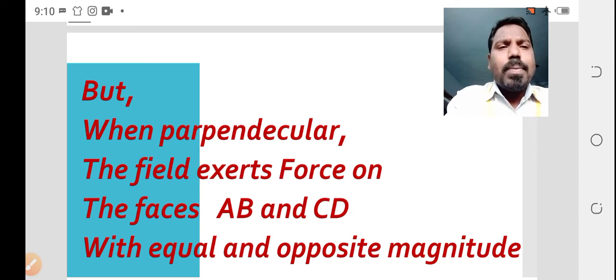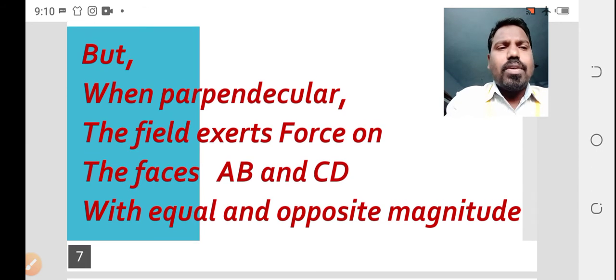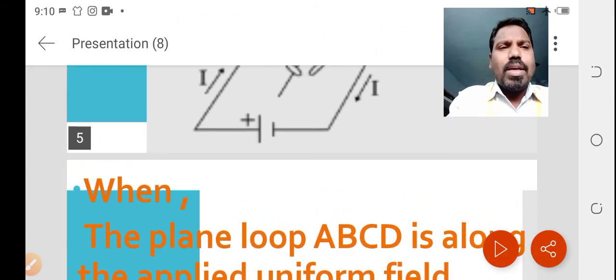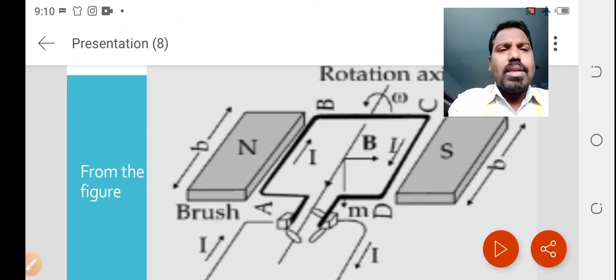In the previous condition there is no force exerted. But whenever the loop is perpendicular, the field exerts force on the faces AB and CD. Whenever the plane loop ABCD is perpendicular, the magnetic field exerts a certain amount of force on faces AB and CD.